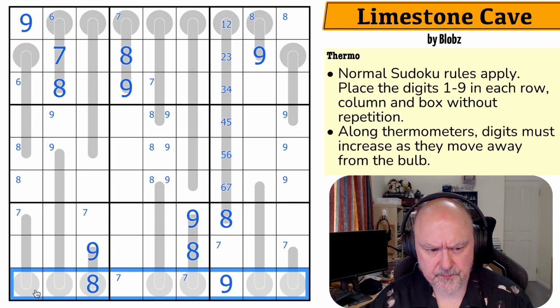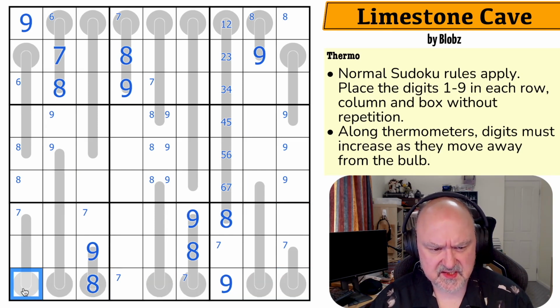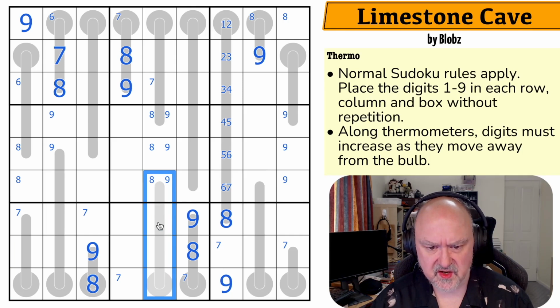Six in this row. This can't be 6 because that can't be 7, 8, or 9. This can't be 6. This could be 6. That can't be 6 because it'd be broken. 6, 7, 8, 9. It would be forced and I can't put 8 there. Can't put 7 there. This could be 6. So those two could be 6.